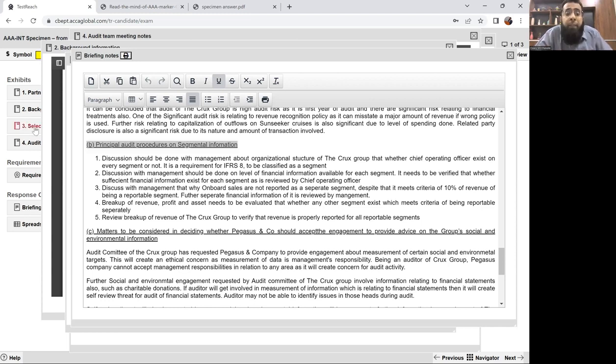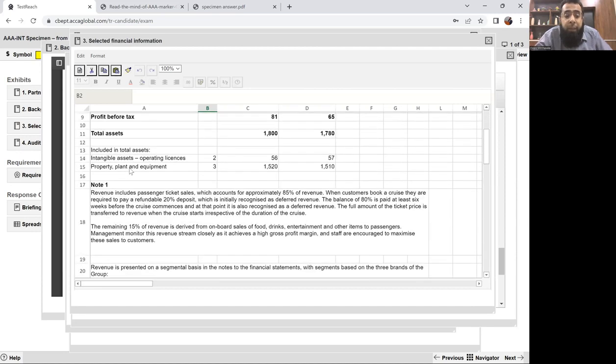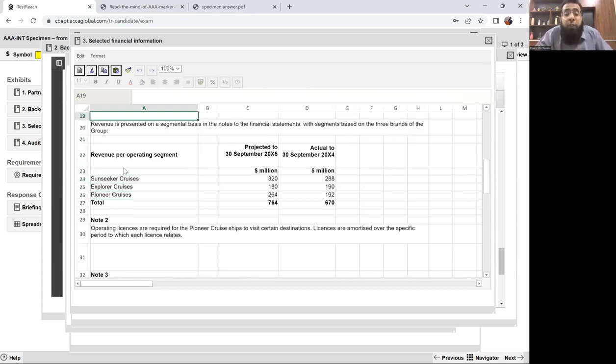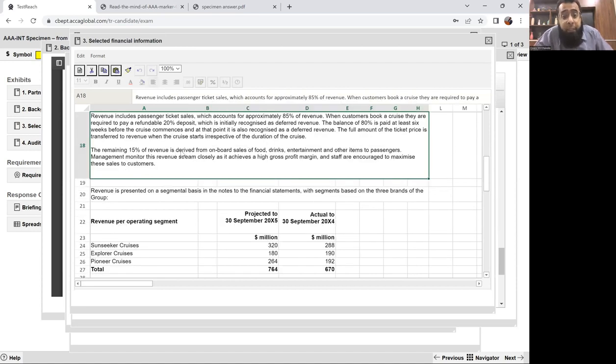If you remember, in the selected financial information, the segmental information was given about Sunseeker Cruises, Explorer Cruises, and Pioneer Cruises. There was an issue that onboard sales were not reported as a segment. So I told you while we were discussing the answer in the previous class that whenever you have to write the procedures, just think about the correct accounting treatment.